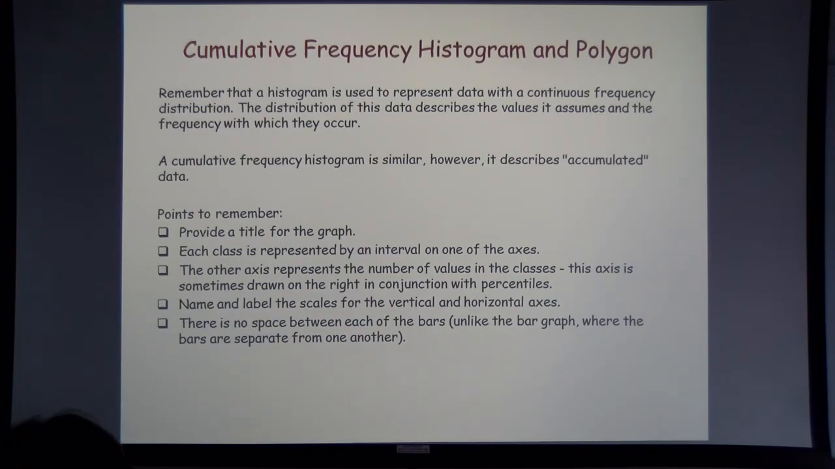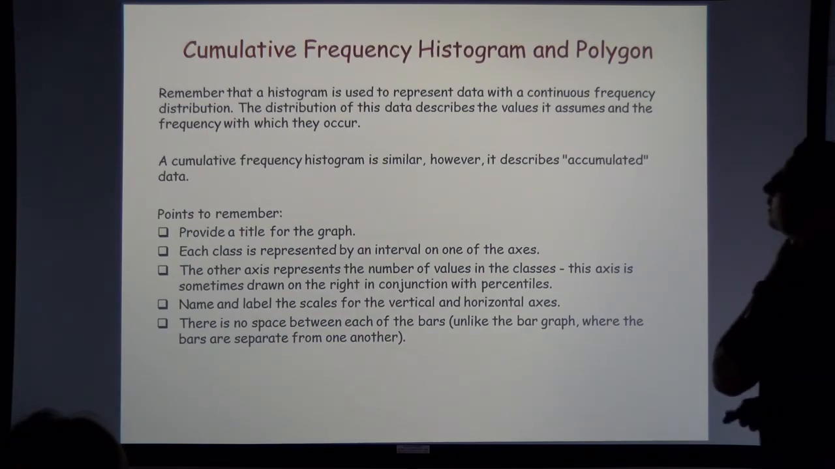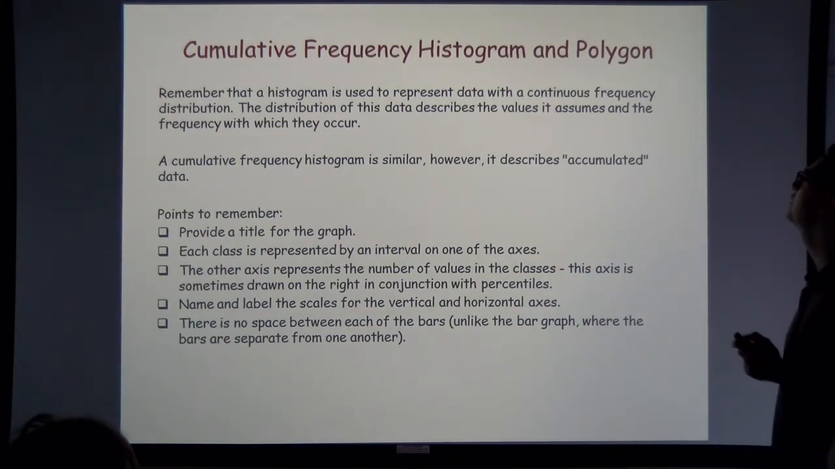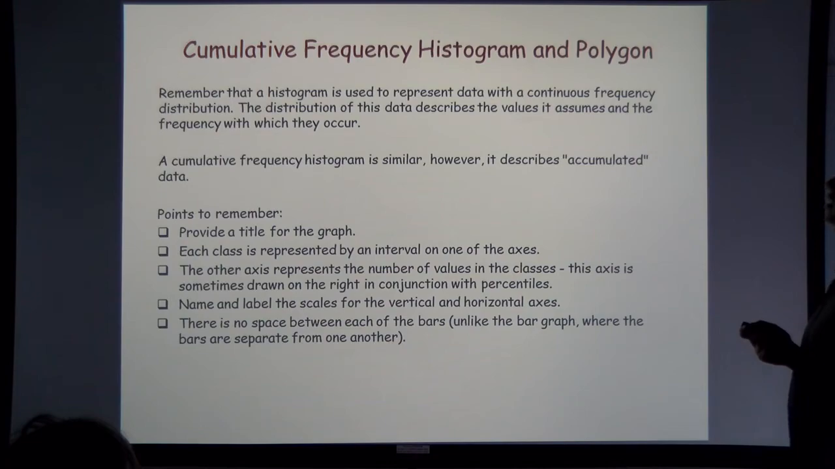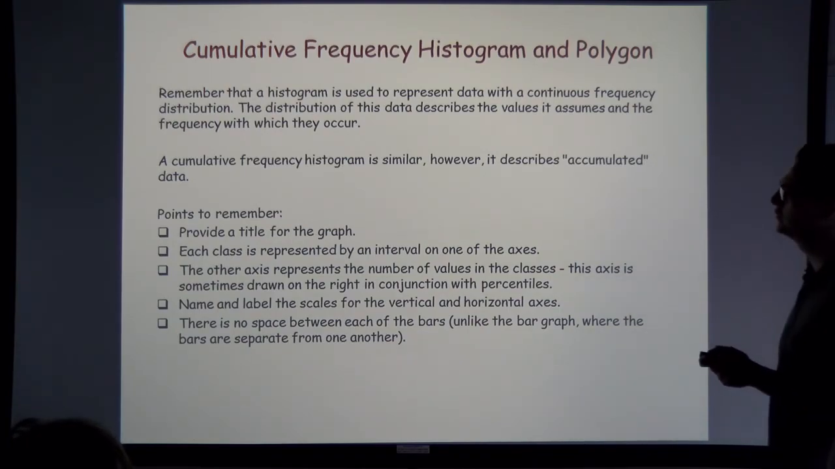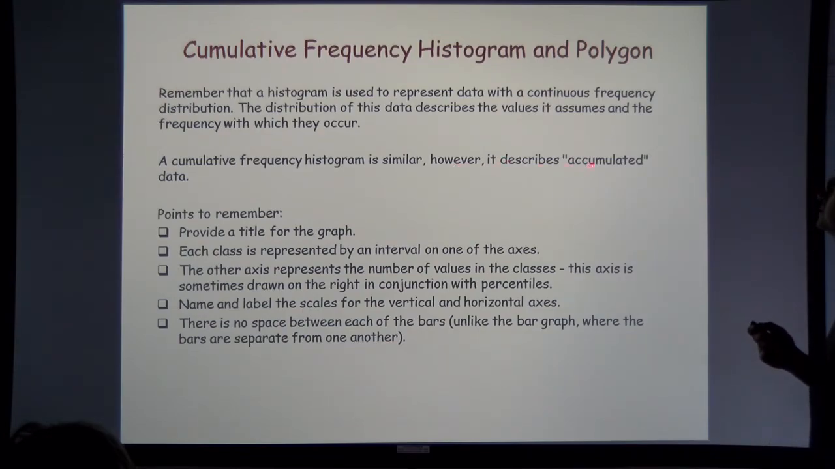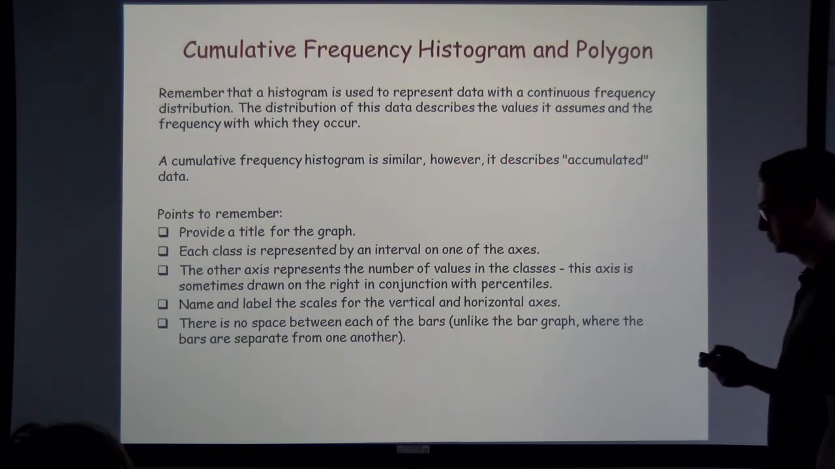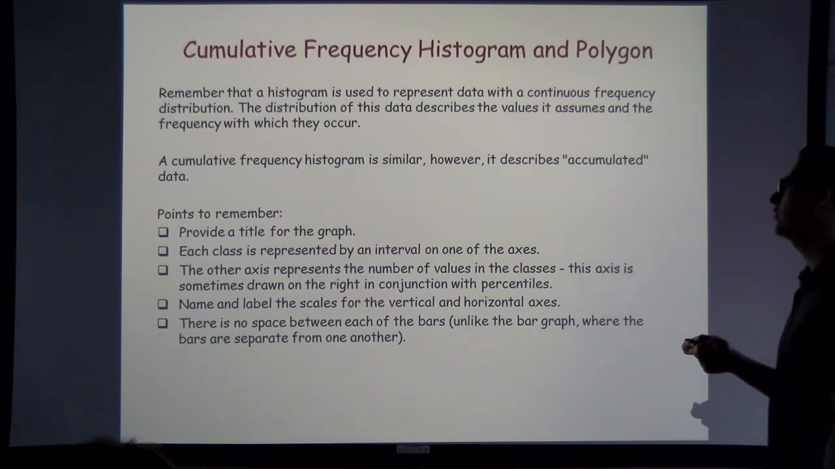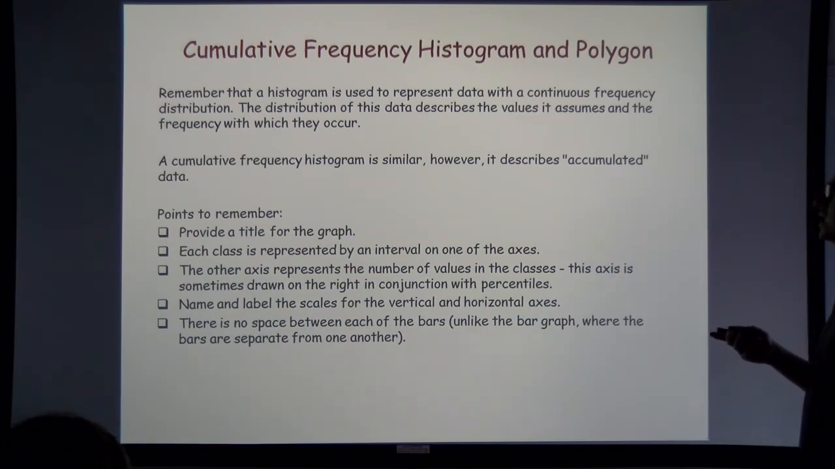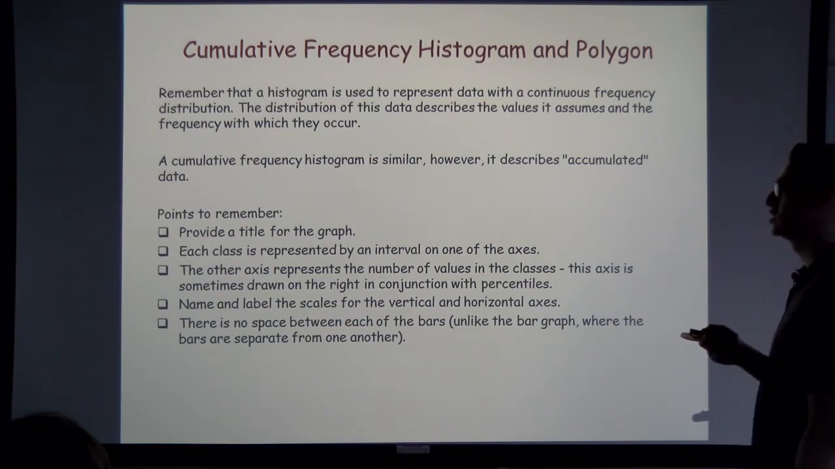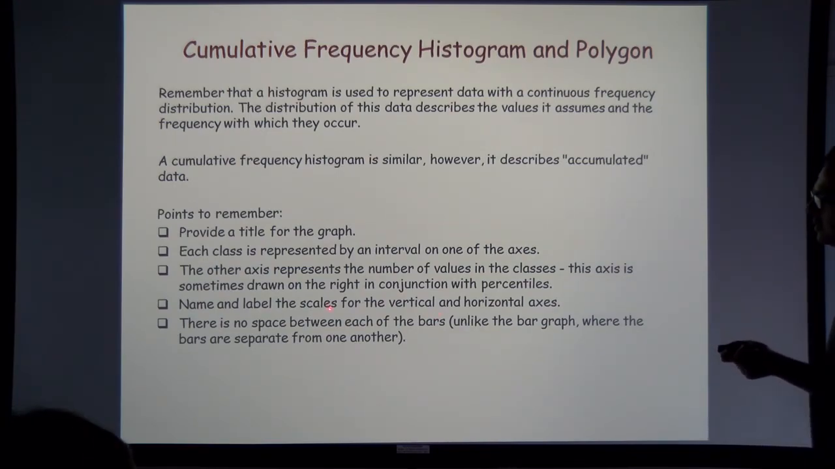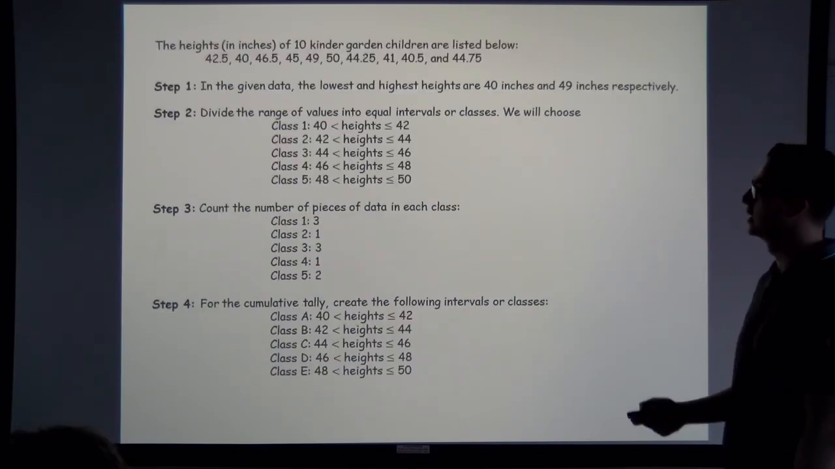And then the last topic we're going to discuss is the cumulative frequency polygon. Remember that a histogram is used to represent data with continuous frequency. The distribution of this data describes the values it assumes and the frequency with which they occur. A cumulative frequency histogram is similar, however, it describes accumulated data. A couple of key things to remember: each class is going to be represented by an interval. The other axis represents the number of values in the classes. This axis is sometimes drawn on the right in conjunction with percentiles. Make sure we name and label everything, and there are going to be no spaces between our bars again.